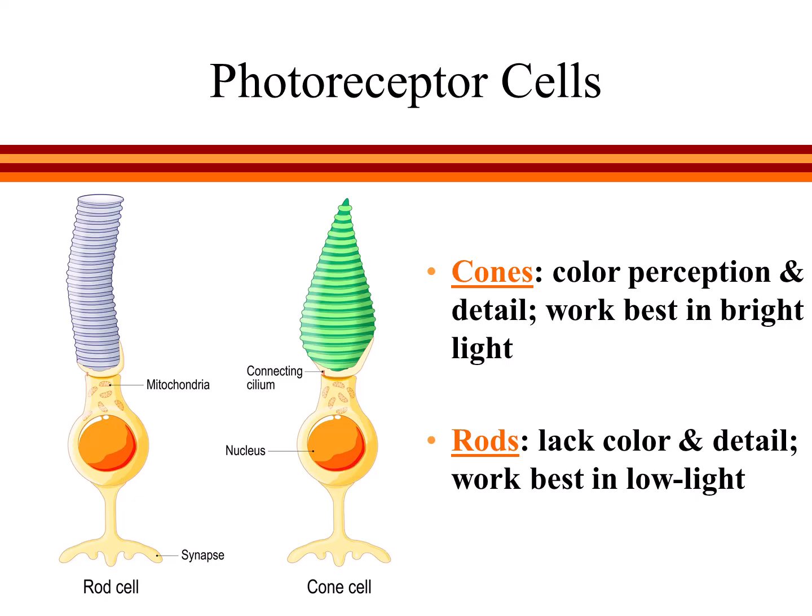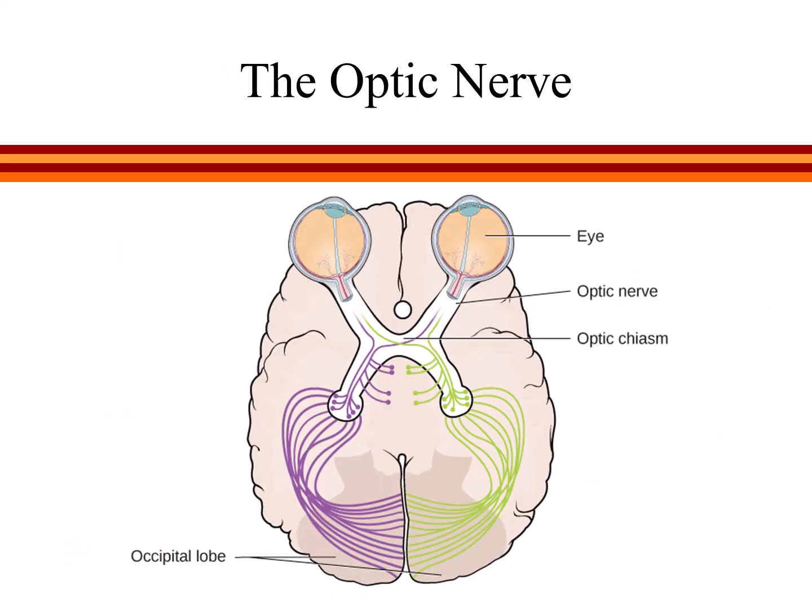Rods, on the other hand, can't detect color, and they don't provide the same kind of detail as cone cells do. However, they are specialized to allow us to still see, even in low light conditions. Once enough rods and cones have been stimulated with photons, this begins the process of sending this visual information, via the electrical activation of neurons, to your brain. Specifically, information from rods and cones is first sent to the optic nerve, which carries information from the retina to the rest of the brain.